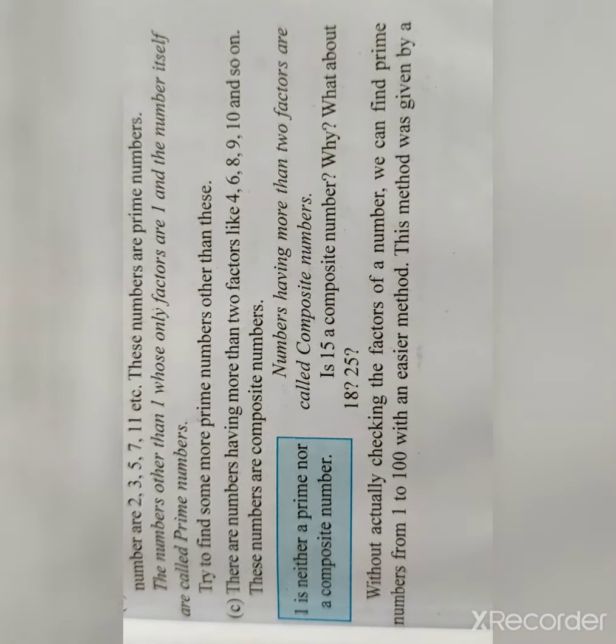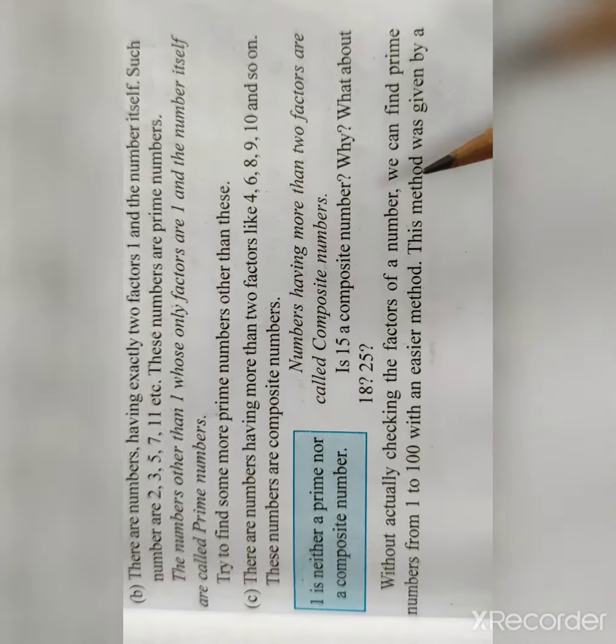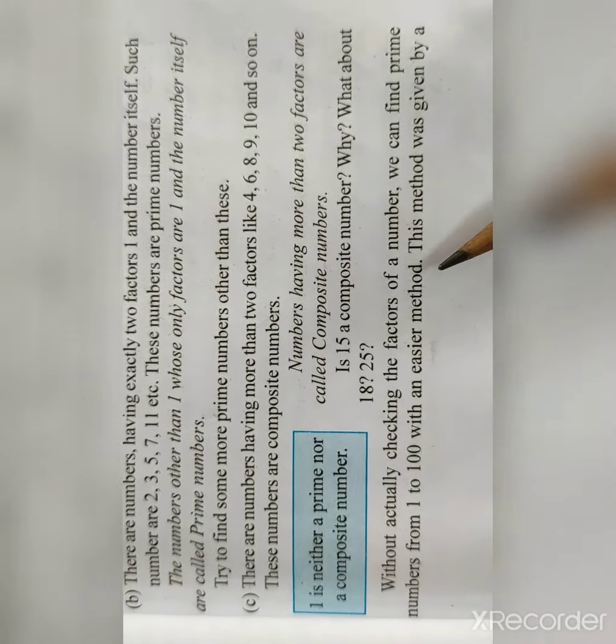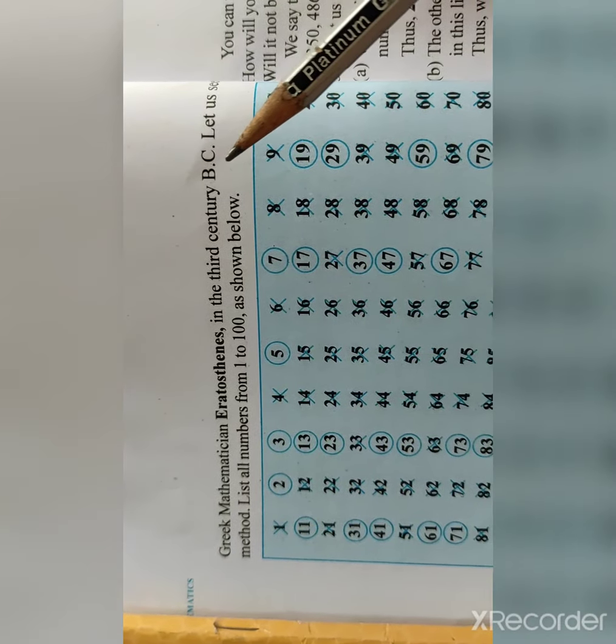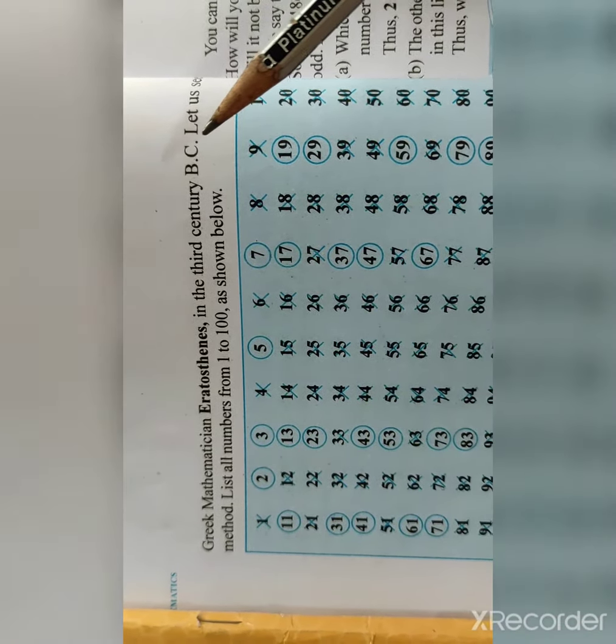Now without actually checking the factors of a number, we can find prime numbers from 1 to 100 with an easier method. Let's see on the next page. This method is given by Greek mathematician Eratosthenes in the 3rd century B.C. That means before Christ. Let us see the method.